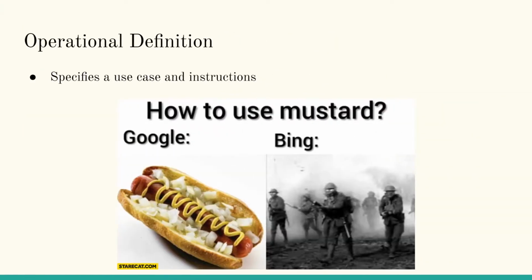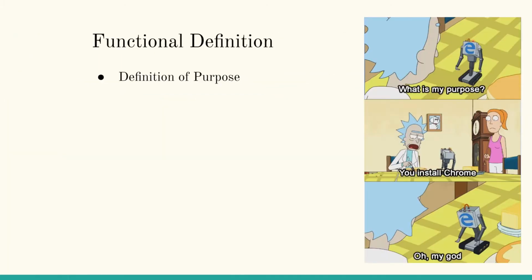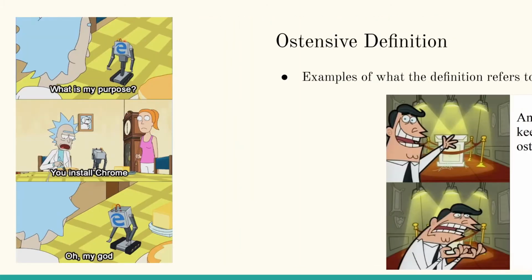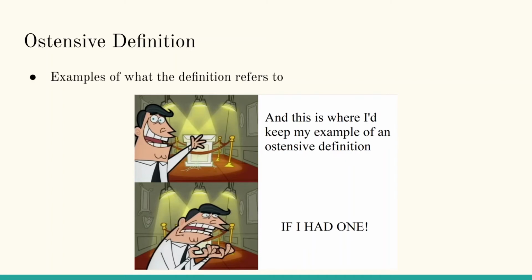An operational definition specifies what the object is used for and how to use it. A functional definition defines the purpose of the object. And finally, an ostensive definition gives an example of what the definition is referring to.